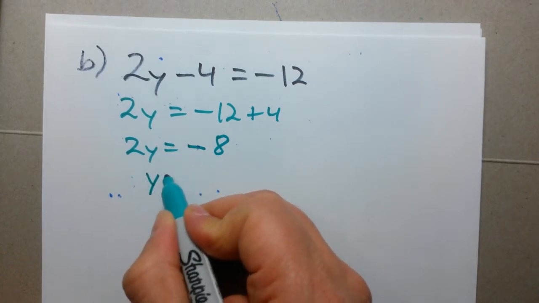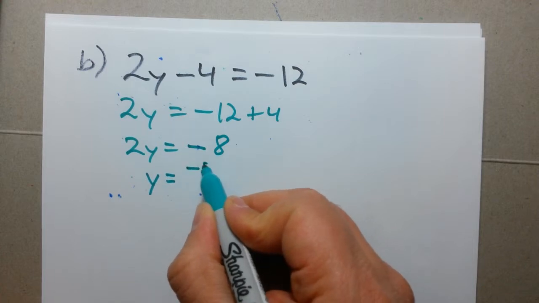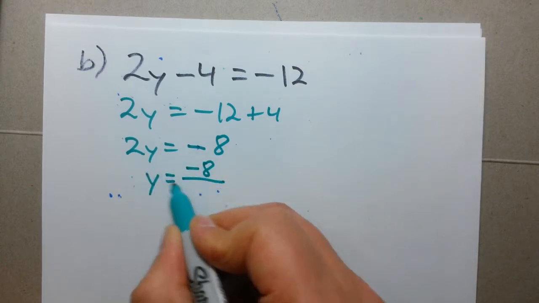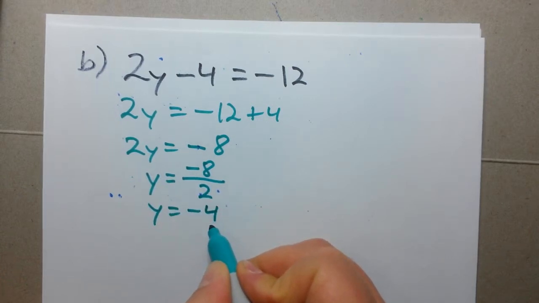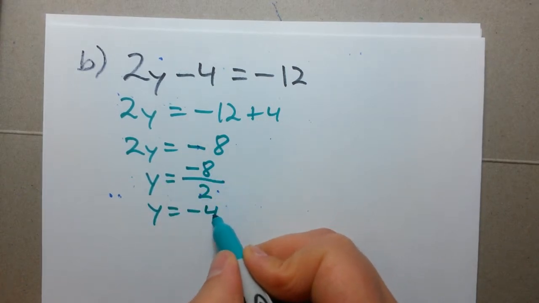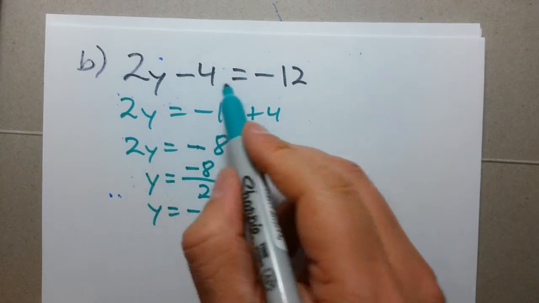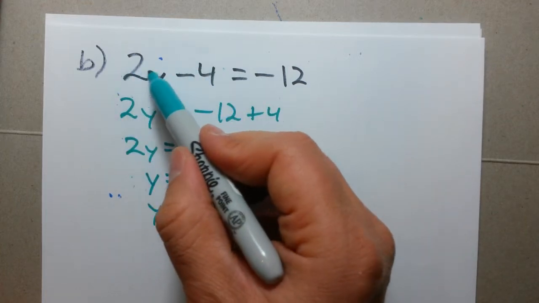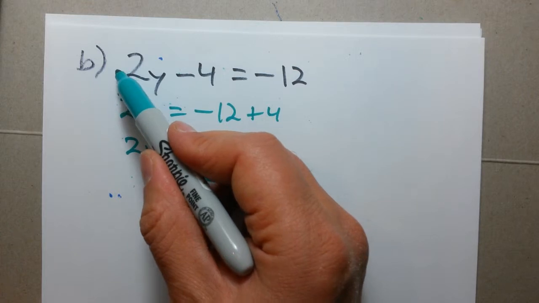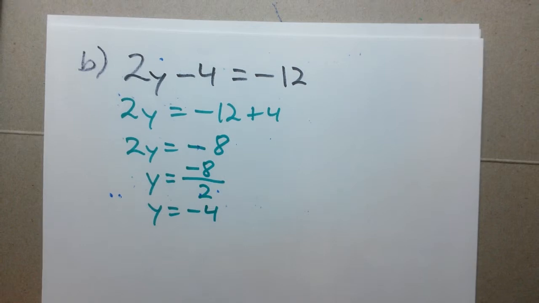And now let's move the 2 to the other side. The 2 is multiplying on this side, so it will be dividing on this side. So our final answer is y equals negative 4. Negative 8 divided by 2 gives you negative 4. So if you substitute the negative 4 here, we should get negative 12. So here, let's make a quick check. 2 times negative 4 gives you negative 8. Negative 8 minus 4 gives you minus 12. Right. Let's look at another example.